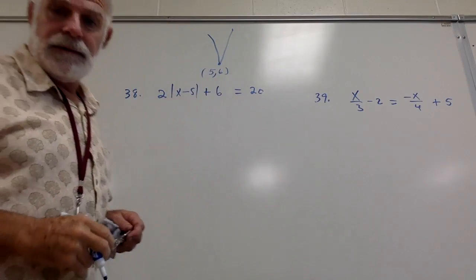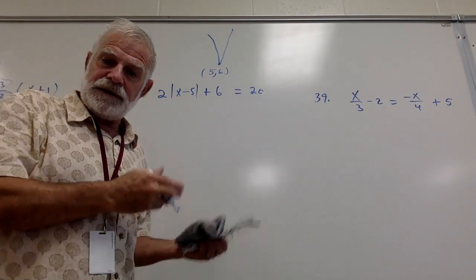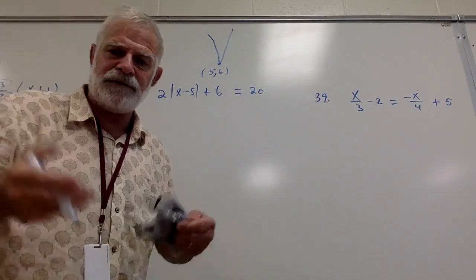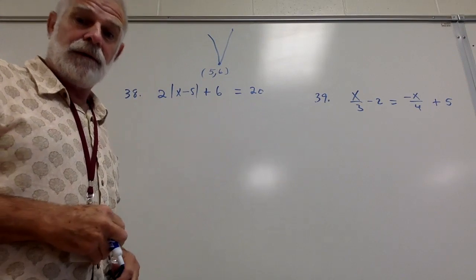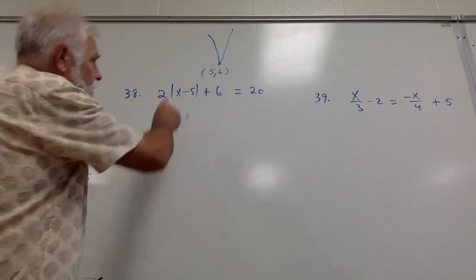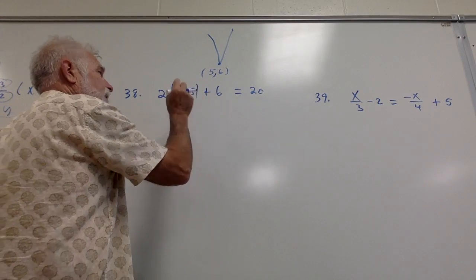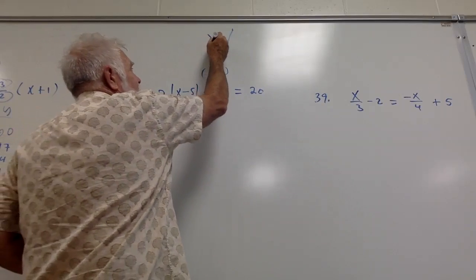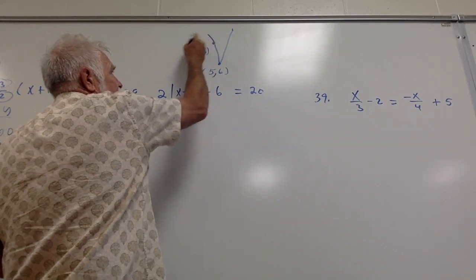Now this is what I'd like you to do with absolute value: vertex, shape, and always get the y-intercept. It gives you a sense of size. How do I find the y-intercept of the left side of this equation? Plug in 0. 0 minus 5, minus 5. What's the absolute value of minus 5? 5 times 2, 10, plus 6, 16. 0 is to the left of 5, and I get 16.